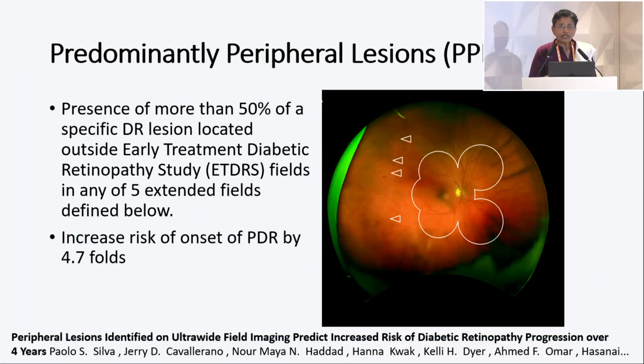And then recently, Paulo Silva and others have published quite significantly on the predominantly peripheral lesions on ultra-wide field imaging, again suggesting that they are a sign of ischemia. If patients have PPL, they have a 4.7-fold increased risk of developing PDR because it is a surrogate for peripheral ischemia.